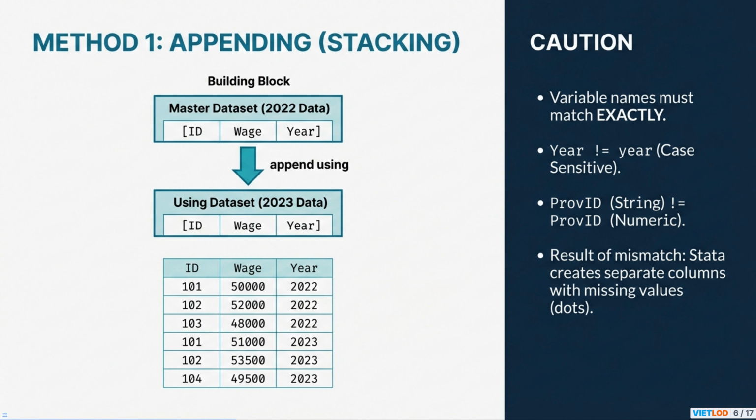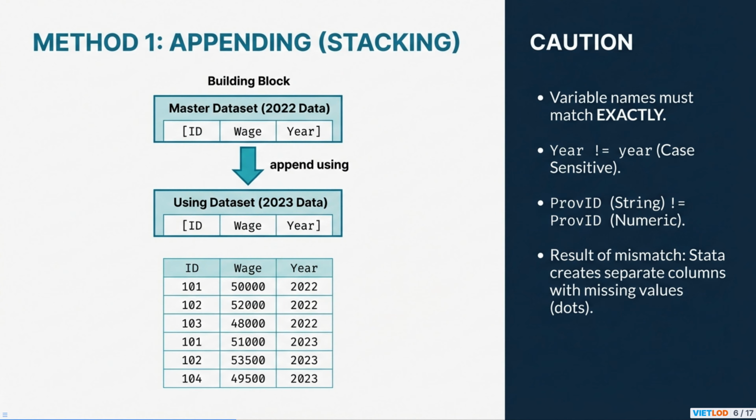Appending is the process of stacking one dataset below another. You start with a master dataset in memory and append a using dataset from your disk. The most critical rule for appending is that the variable names in both datasets must match exactly. Stata is case-sensitive, so year is different from Year. Data types must also be compatible. You cannot append a string variable, like provid stored as text, onto a numeric variable, like provid stored as numbers, without issues.